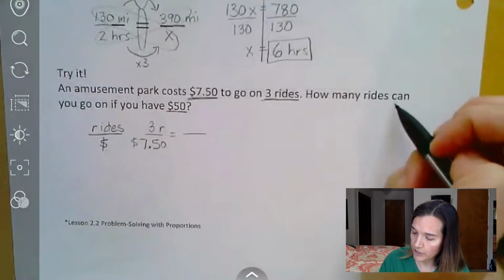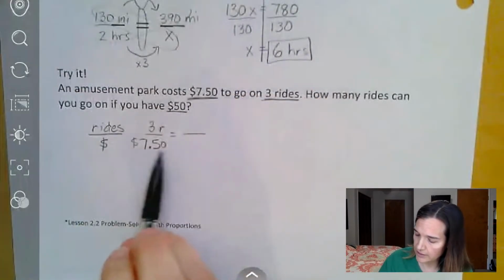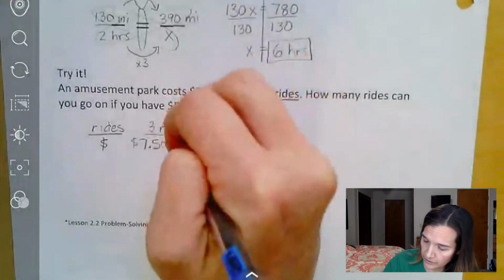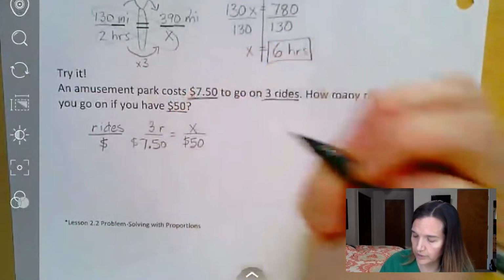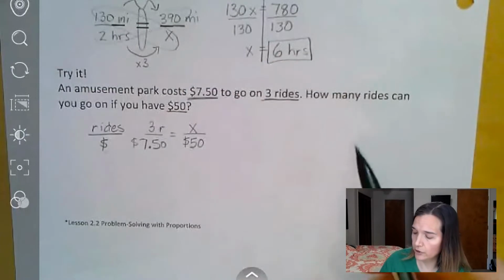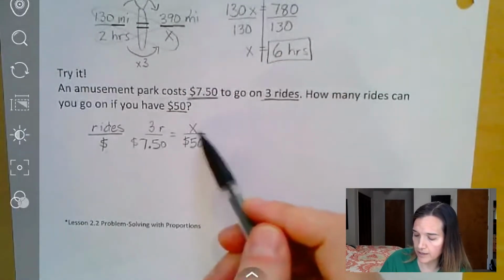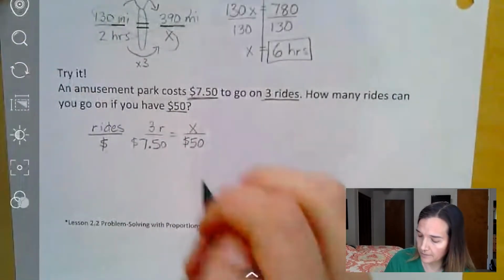And then on my question, it says $50. I already said dollars is going in the bottom down here, the denominator. So I put my 50 there, which means I don't know this one. That's my X. And if you notice the question says how many rides, yeah, that goes up there. So that sounds about right.